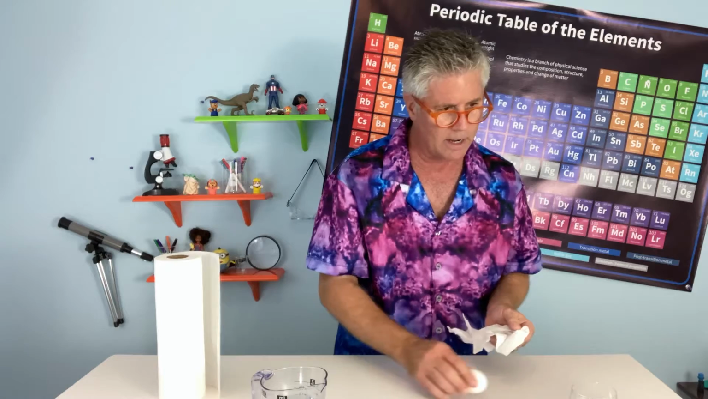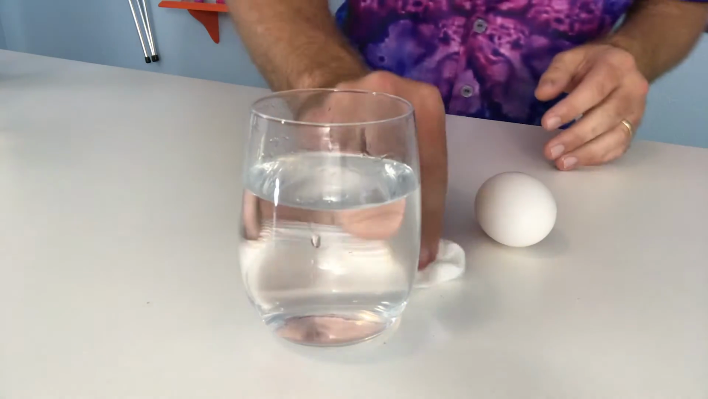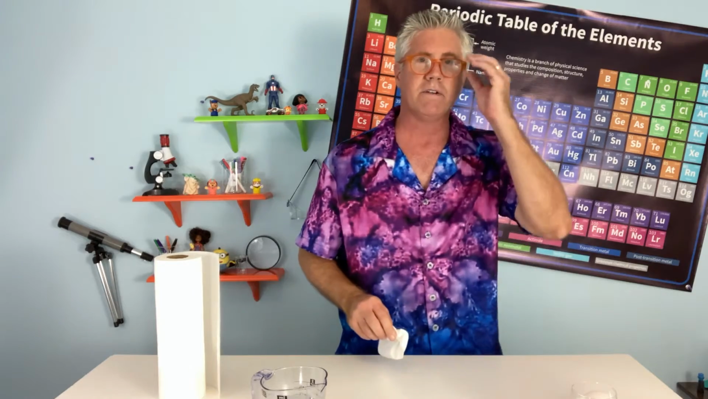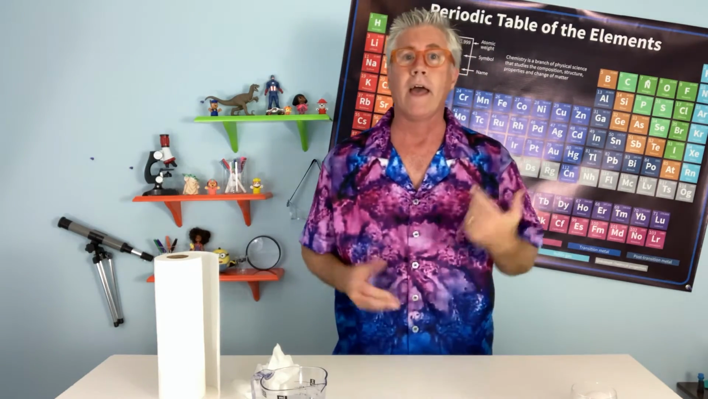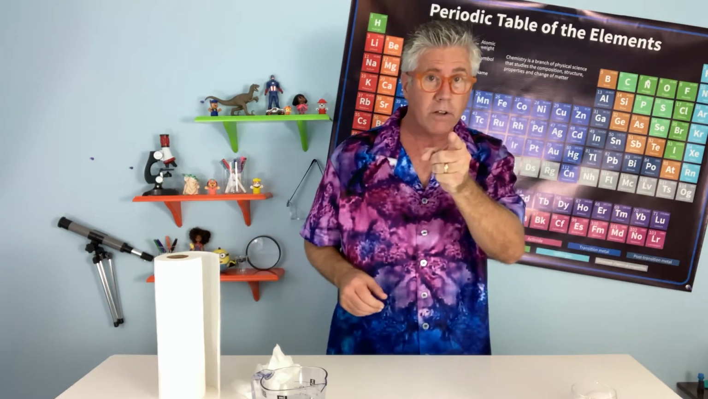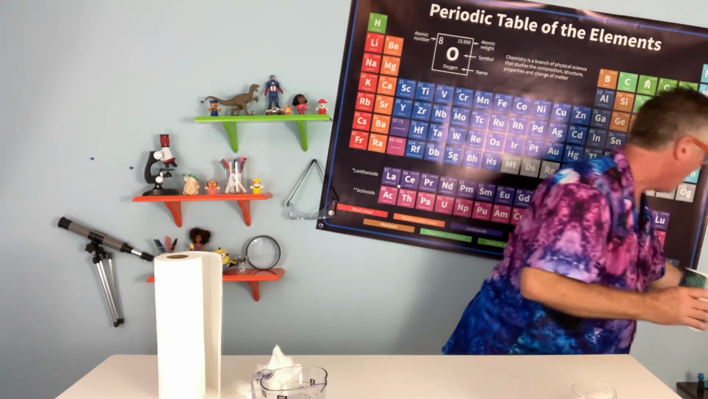Okay, so I'm gonna put the egg down right here. You can all see the egg. Got it, good. Okay, now we're gonna try something different. We're going to change the density of the water. How do you do that? I'm gonna show you.